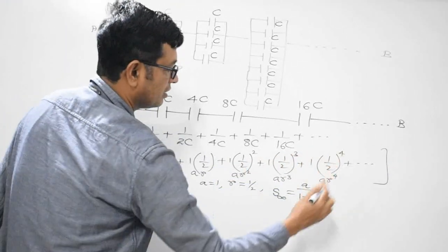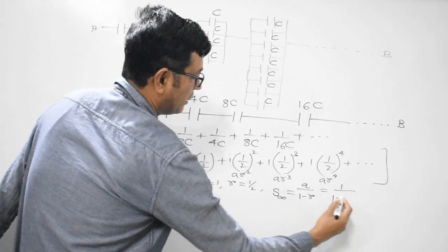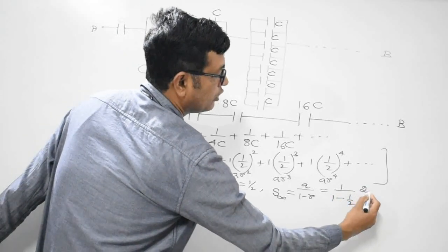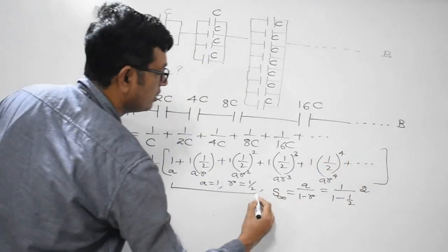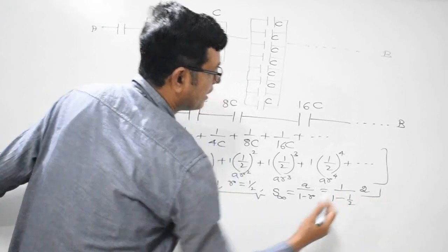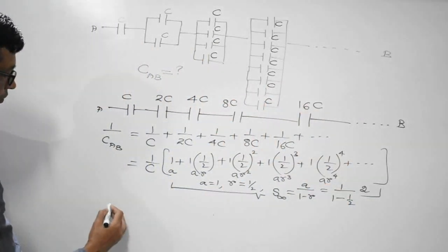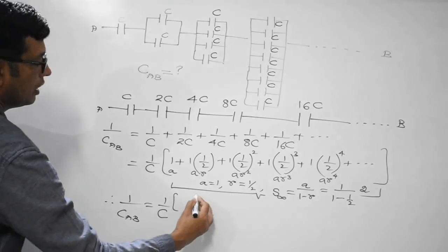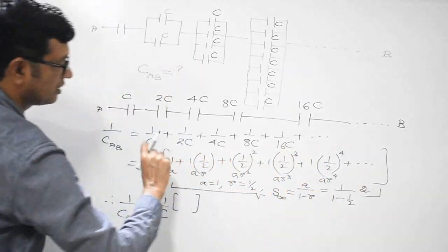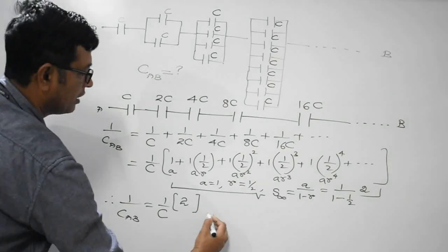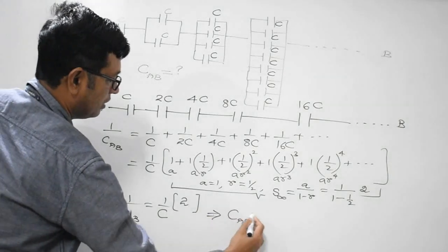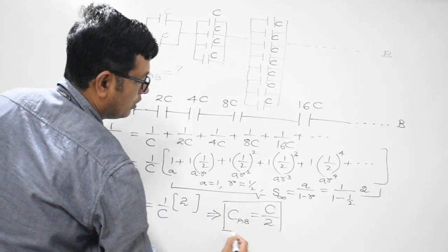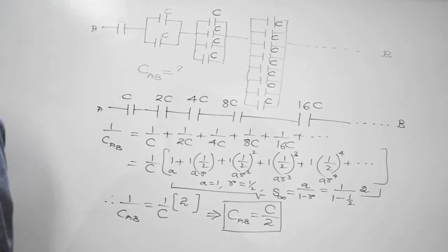So here what we get is A is 1. 1 minus common ratio is half. So what do we get? 1 divided by half, that will give us 2. So the value of this entire term which is inside the bracket is 2. Therefore, 1 by CAB is equal to 1 by C, and the value of this entire term inside the bracket is 2. Therefore, taking reciprocal, what we get is CAB is equal to C by 2. So this was again a very good question, right?